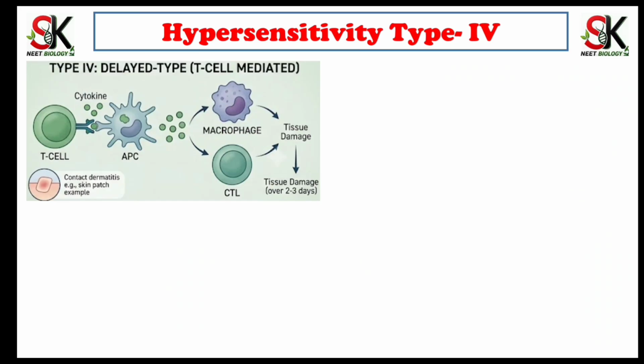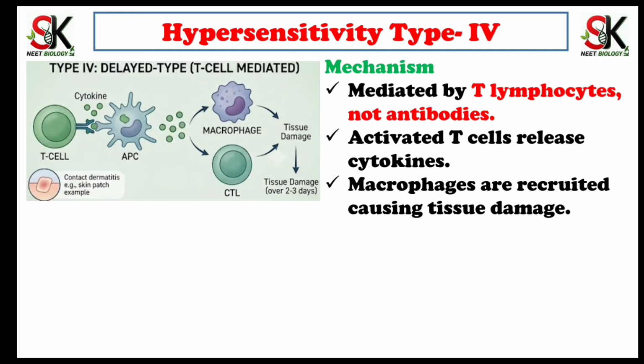Finally, let us talk about type 4 hypersensitivity. It is a delayed type of hypersensitivity. Mechanism involved: unlike type 1, 2 and 3, type 4 is mediated entirely by T lymphocytes, not by antibodies. When a sensitized T cell encounters its antigen on an antigen presenting cell, it becomes activated and releases chemical signaling molecules called cytokines. These cytokines activate macrophages, which rush to the site and unleash enzymes that cause localized tissue damage over the course of 24 to 72 hours.